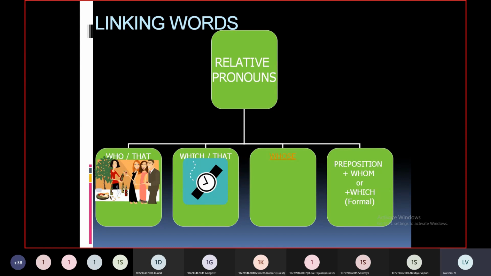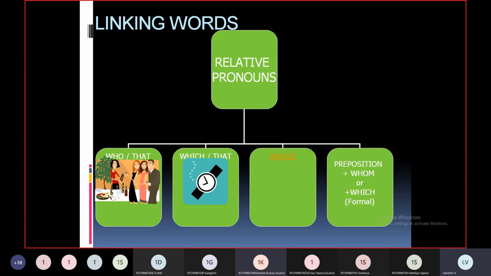So in this context, just check the example. Where is the pen I gave you in the morning? Where is the pen is a clause. I gave you in the morning is another clause. I wanted to link these two with the relative pronoun. Where is the pen that I gave you in the morning? I can also say which I gave you in the morning. That is a formal way. If I use the word that, I gave you in the morning, that comes in an informal way. Did you get my point?